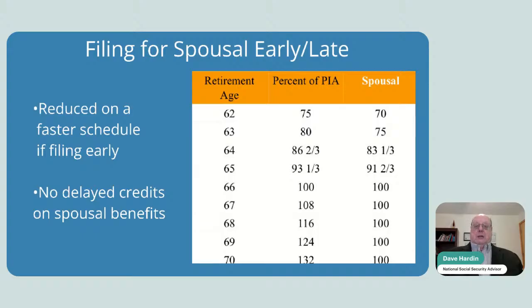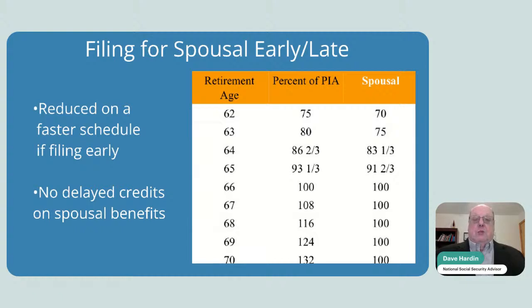Interestingly, if you delay, you get these wonderful DRCs, 8% plus 8% plus 8% plus 8%. At 70, 132%. If you delay taking your spousal benefit, you get nothing. Nada. Not a dime. You get 100% of your FRA divided by 2, or your spouse's FRA divided by 2. And worse, there are no DRCs, no delayed retirement credits for spousal benefits.